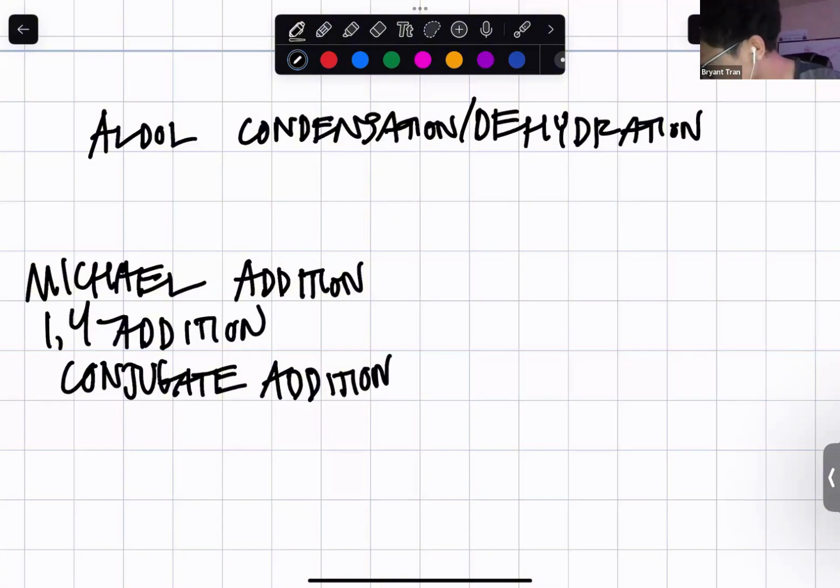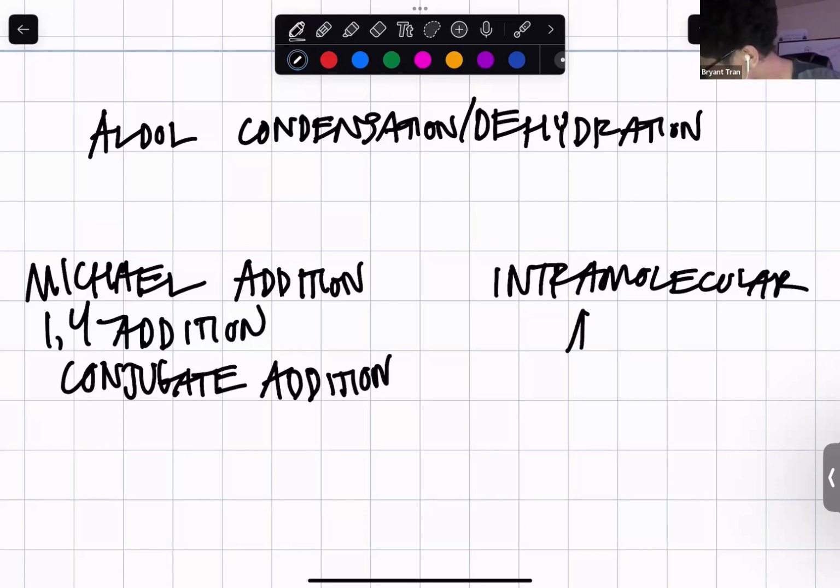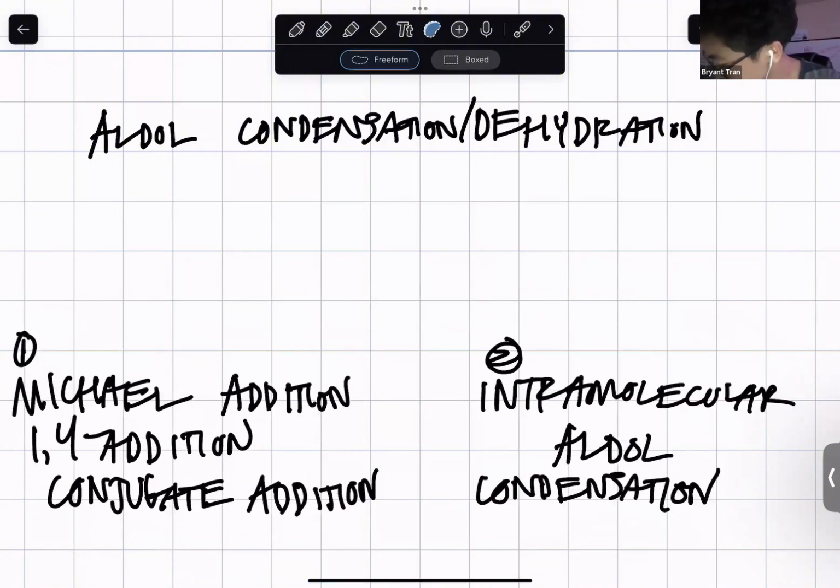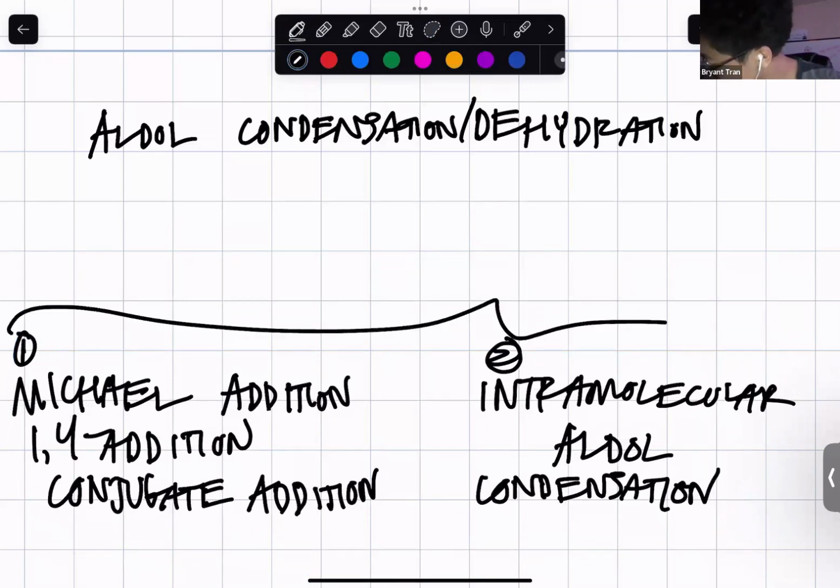And then that would lead to the Robinson annulation, with an intramolecular aldol condensation reaction. Right? First step, Michael. Second step, intramolecular aldol condensation. Those two steps together is the big reaction, Robinson annulation.